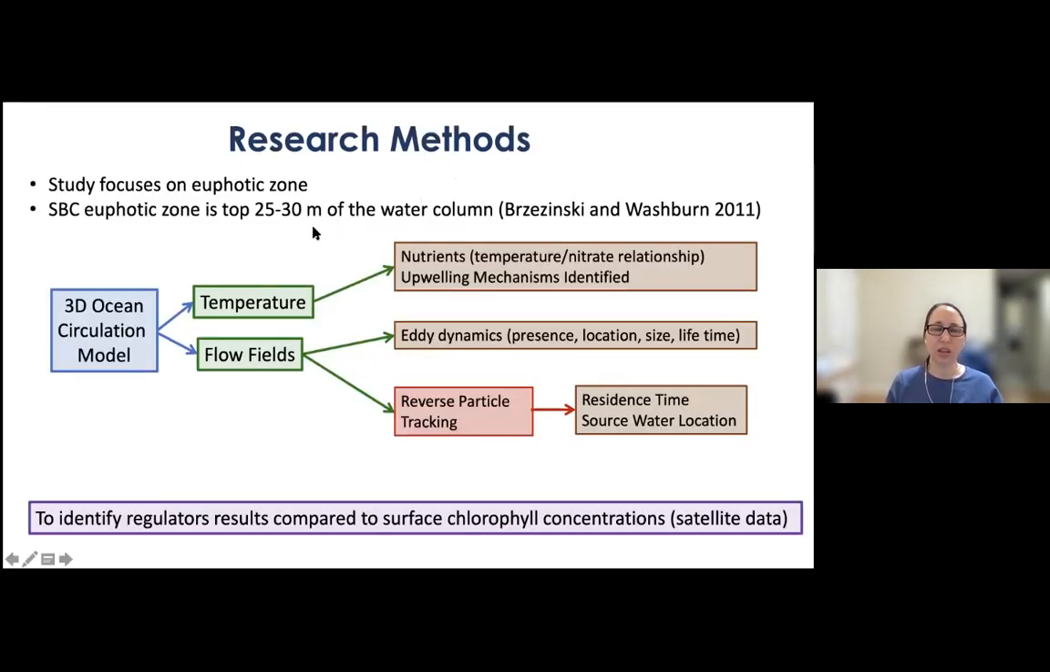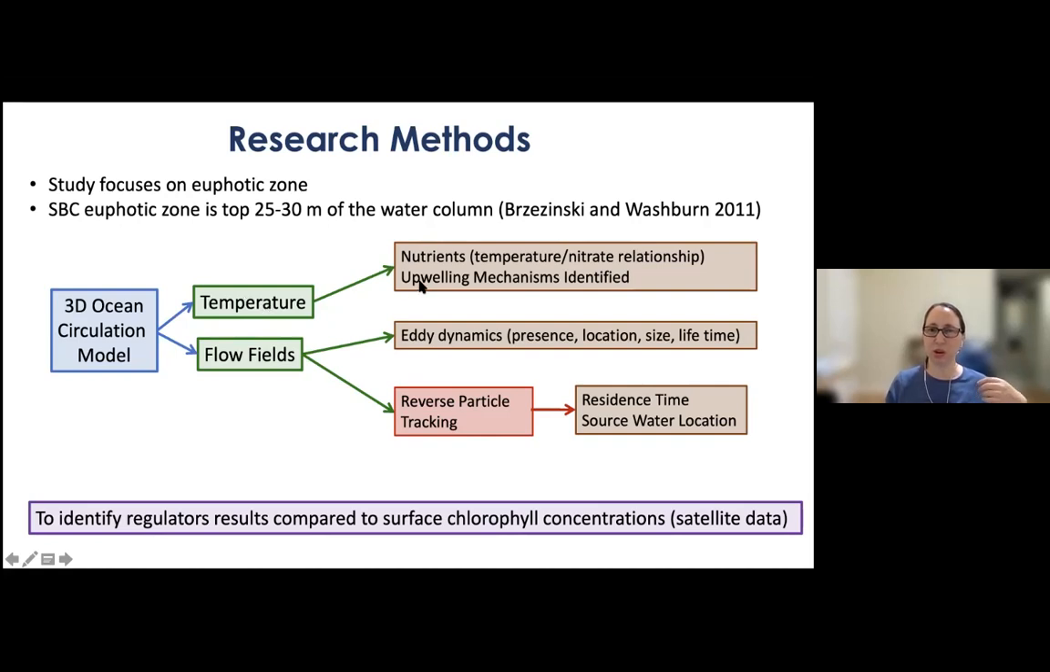Okay, so these are the methods to try to quantify nitrate transport and then see how it is related to surface chlorophyll concentrations. The focus right now is seeing when phytoplankton blooms happen in the euphotic zone, so all of the results I'll be showing you are for the top 25 to 30 meters of the water column. The ocean circulation model has 2 major outputs that we're using: temperature, and flow field.